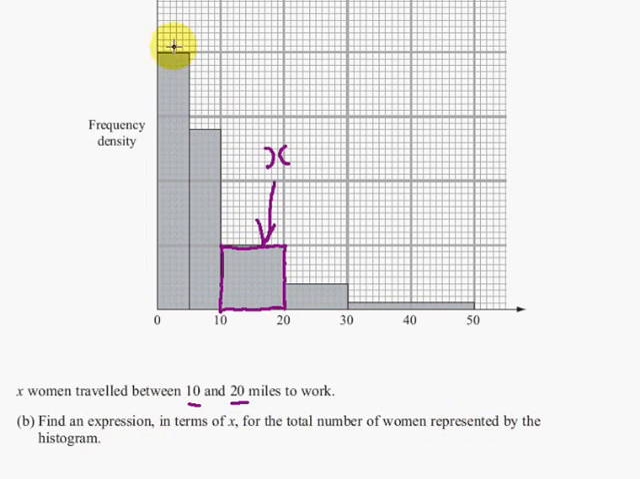Well, the whole area represents everybody. Well, all the women who travelled to work. Okay. Now, if this box here has the value X number of women, okay, one of these centimetre boxes represents a quarter of X. Okay, so we're going to count how many of these centimetre boxes there are.